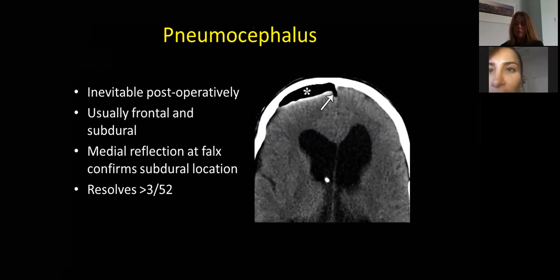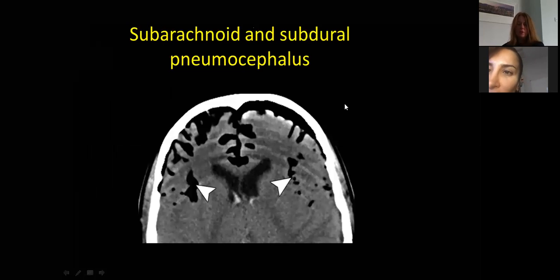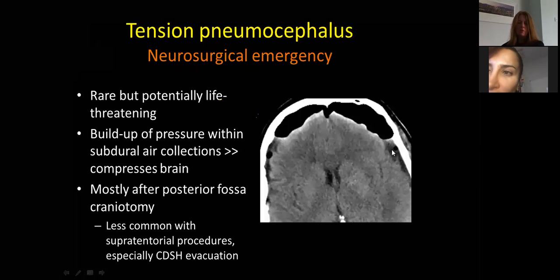Pneumocephalus is really common after surgery, and it's usually frontal, and it's usually subdural. And then if you see this air sneaking along the falx, it means it's actually subdural rather than extradural. So parafalcine extension means it's subdural, and this will usually resolve in a few weeks. But of course, it doesn't have to be subdural. It can also be subarachnoid pneumocephalus. Much less common to see subarachnoid.